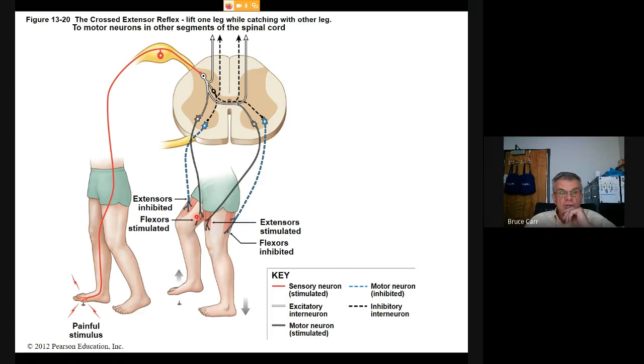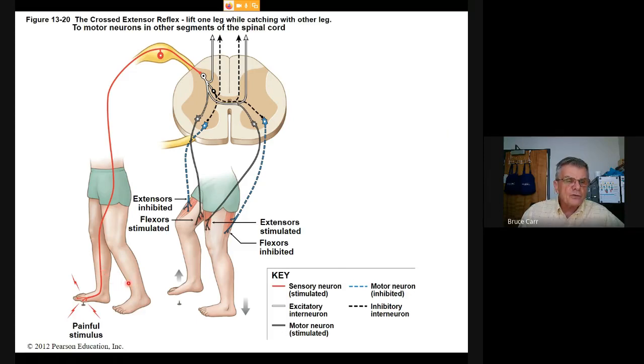This is called the crossed extensor reflex, and I've noticed this before because I used to run quite a bit, and I would step in a hole or put my foot wrong. I would trip on something. And under certain circumstances, the reflex was quick enough. So stepping down on a tack, you get that pain reaction, but two things happen at once. You actually are stomping down with your left foot. At the same time, you're drawing up your right foot.